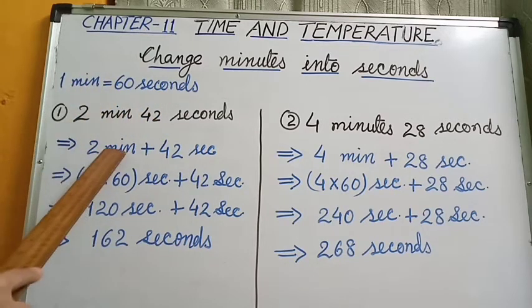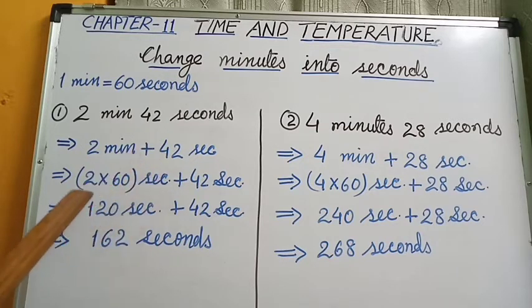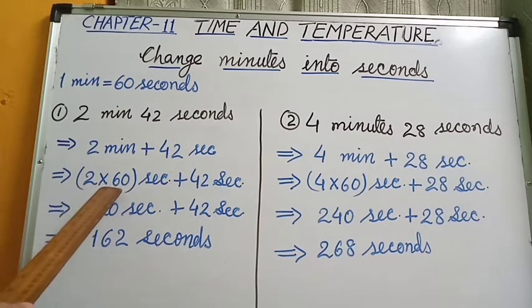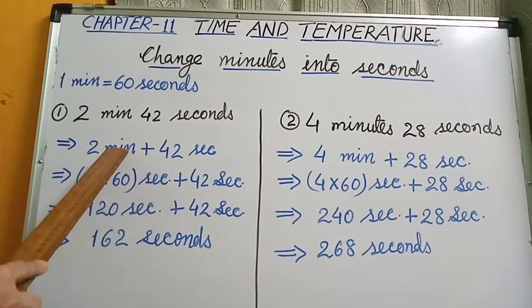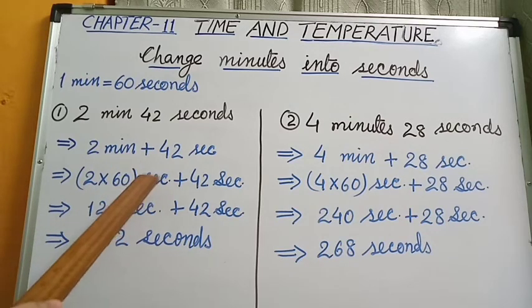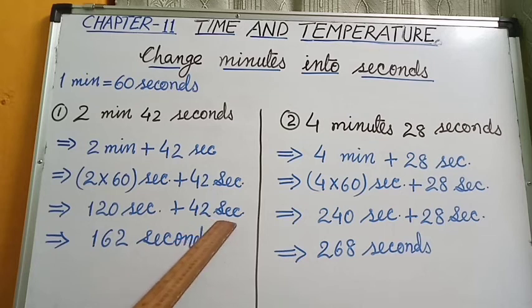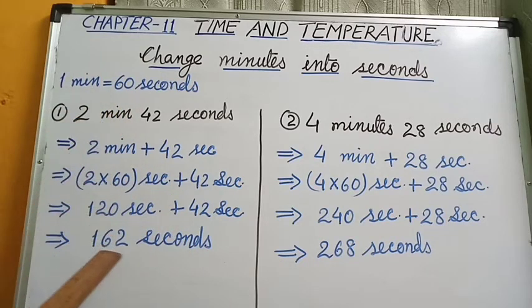So here 2 minutes can be multiplied by 60 to convert into seconds. So 2 into 60 is 120. When we multiply minutes with 60, it will be converted into seconds. It is given in minutes, but when we multiply by 60, we write seconds. 2 into 60 is 120, and 42 can be written as it is. 120 seconds and 42 seconds. 120 plus 42 is 162 seconds. So here we have converted minutes into seconds.